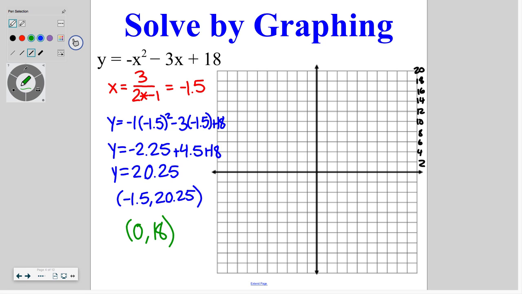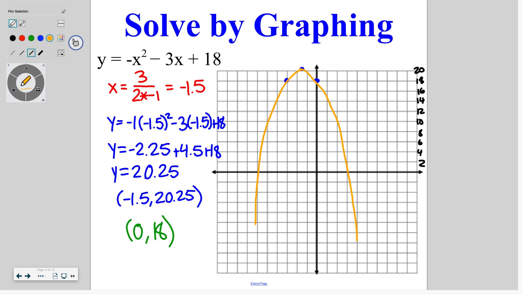I'm going to go ahead and put my first point on there, which is negative 1.5, and then up 20.25. And then I'm going to put that y-intercept on at 0, 18. Symmetry gives me a point at negative 3, 18 as well. I'm going to go ahead and connect those using my parabola shape.